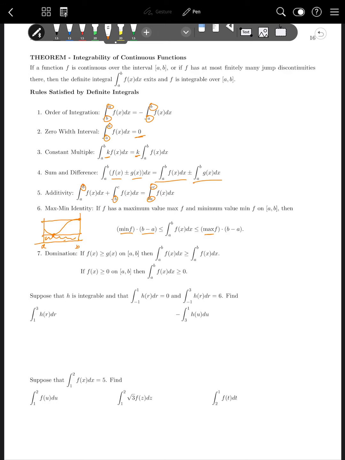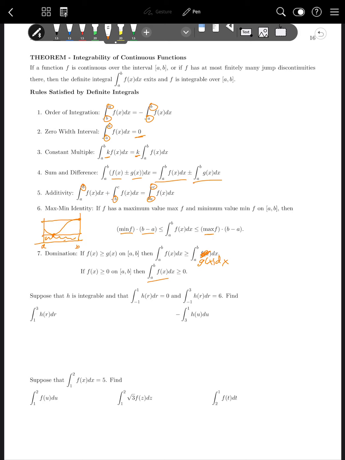And then another concept here is called domination. So if f of x is greater than or equal to g of x on a comma b, then the integral of f of x dx is greater than or equal to the integral of g of x dx. So if one function is always larger than or equal to the other one, then its integral will always be larger than or equal to. Therefore, if f of x is always greater than or equal to 0, the integral of f of x dx will also be greater than or equal to 0.